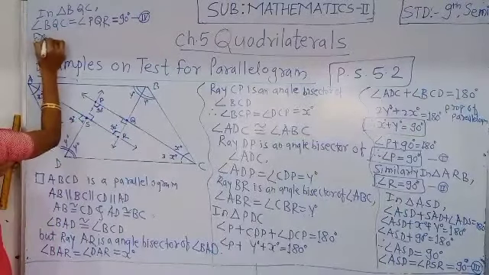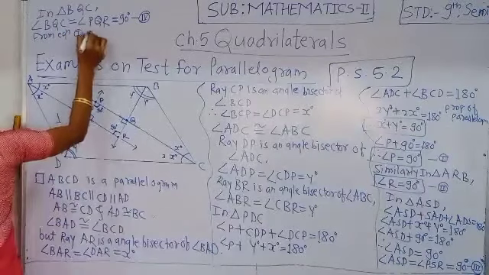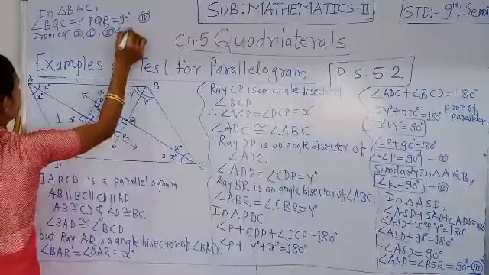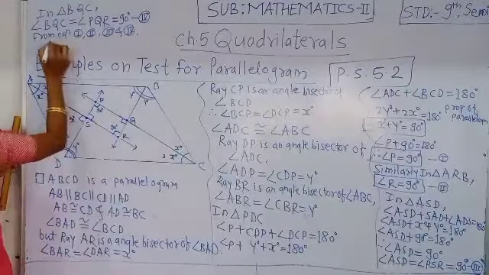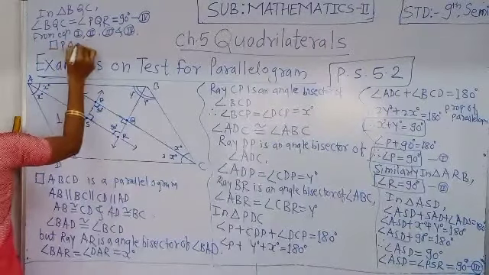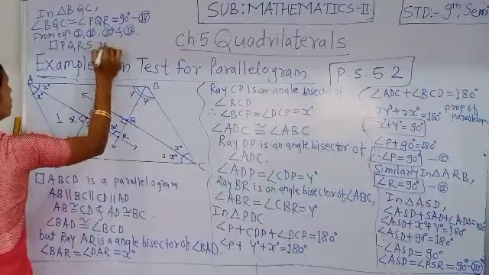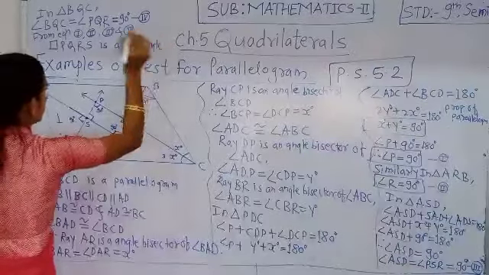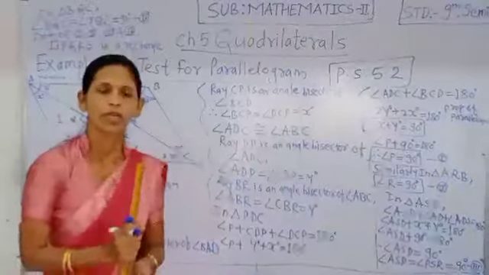Then from equations 1, 2, 3 and 4, we can conclude that quadrilateral PQRS is a rectangle. That is the proof of this property.